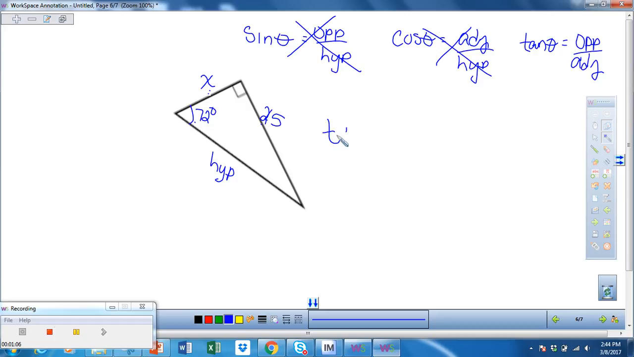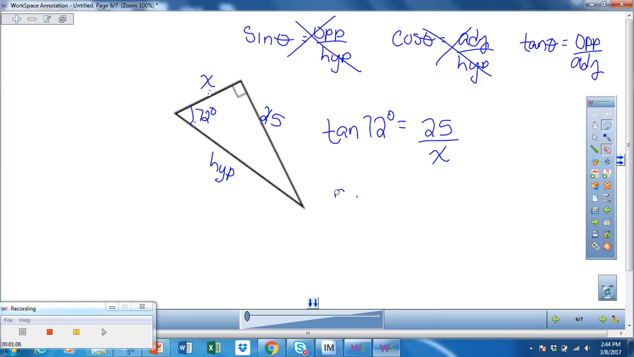So I have an adjacent side and an opposite side, which causes me to use tangent. So I'm going to say tangent of 72 degrees is equal to the opposite side, which would be 25, over the adjacent side, which is x. So once again, I'm going to use my handy-dandy calculator. So I have tan of 72 is 3.0, let's say 3.1, rounding, that's 3.1. Let's erase that because that looks bad. That's 3.1 is equal to 25 over x.